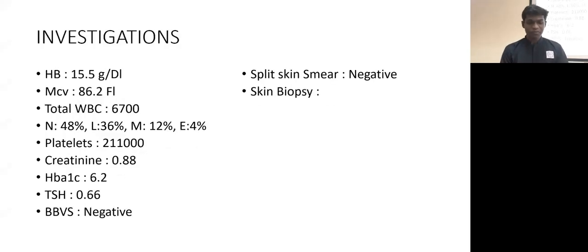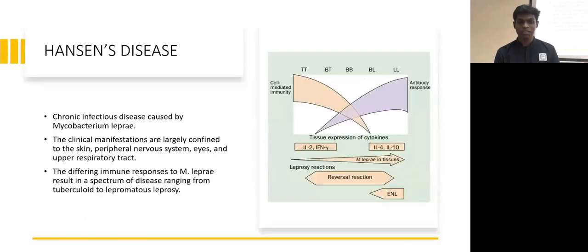So his baseline investigation showed an HB of 15.5 with the MCV of 86.2. His HbA1c of 6.2 with the TSH of 0.66. His blood-borne virus screening was negative. His slit skin smear was done, it was negative, and skin biopsy was done. We'll go through the skin biopsy report at last. Before going on to the skin biopsy report, I'm just going on to discuss regarding Hansen disease and what I learned from this particular case.